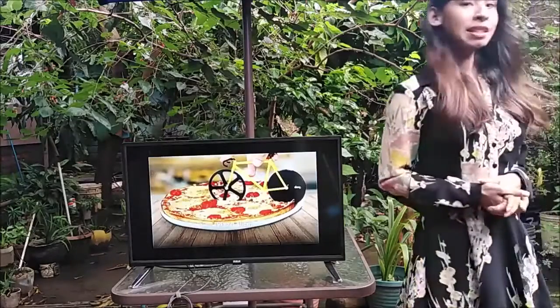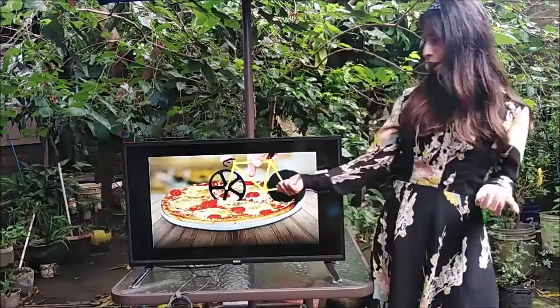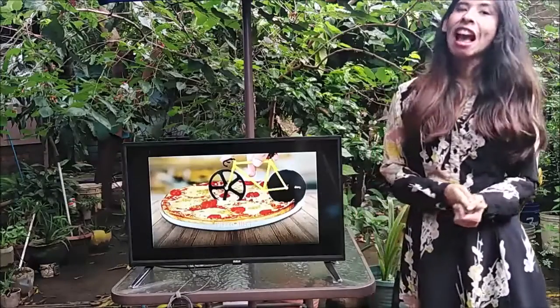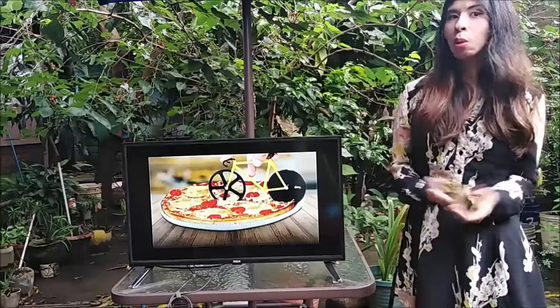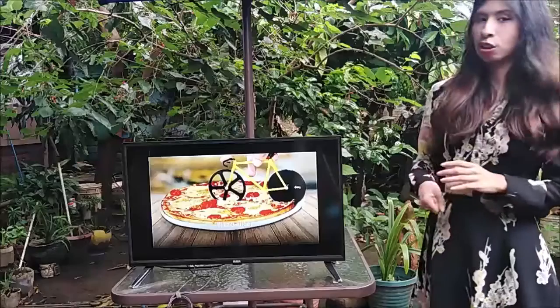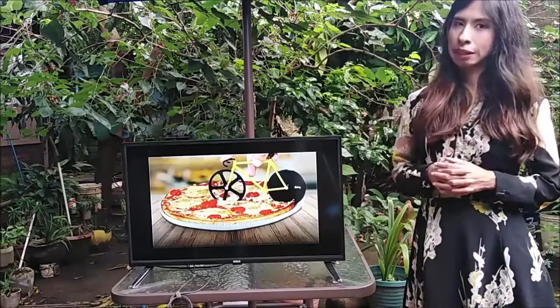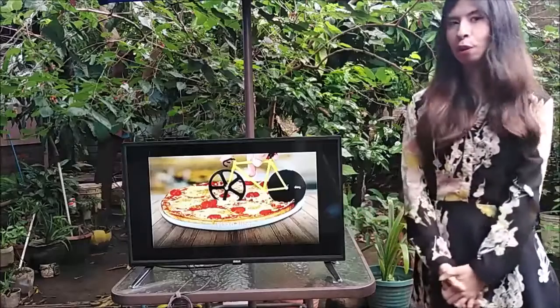We have also the pizza slicer. A pizza slicer, we have different forms. We can have a creative form like this one, which remains a bicycle, or we can have the regular one, which is just a disc with a handle. And we use it specifically for cutting pizza in an easier way, of course.